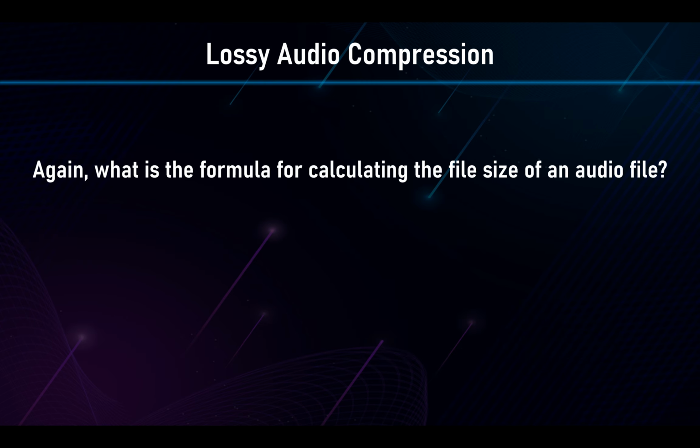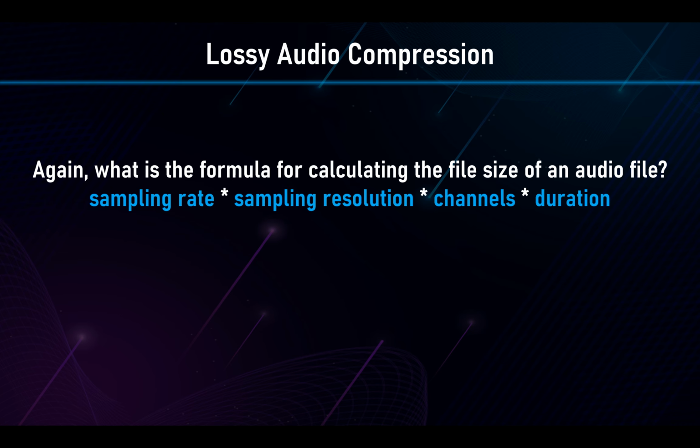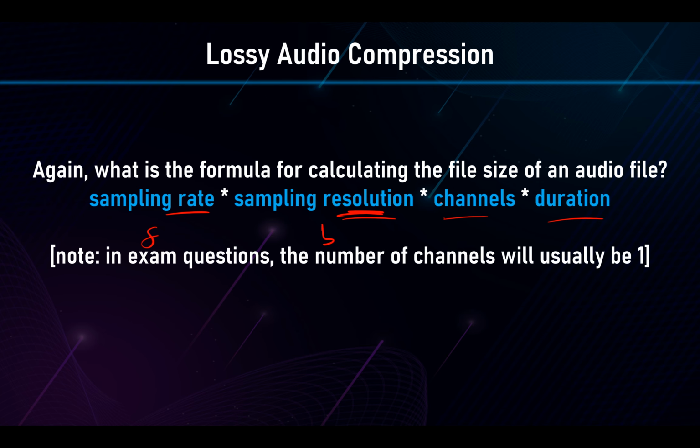Then again for lossy, we just want to think about the formula. The formula is the sampling rate multiplied by the sampling resolution. The sampling rate is the sampling frequency, and the sampling resolution is also the bit depth. This is multiplied by the channels, so left, right, and you can also get surround sound that has more than 2 channels, also times the duration, so any of those we can make smaller. And as mentioned in the other video, usually the channels will just be 1 in the exam, so of course you can't reduce from 1 channel to 0 channels. Otherwise there's just going to be no sound.